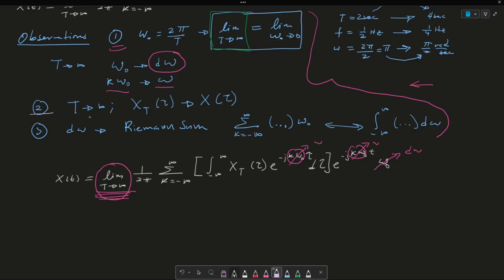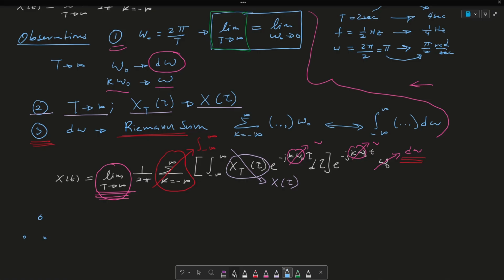From my second observation, as t goes to infinity, this window function becomes the aperiodic function. So this term here just turns into my x of tau. And last but not least, since I'm summing up an infinite number of infinitely small slices, this summation becomes an integral from negative infinity to infinity. And that is my third condition, or my Riemann sum.